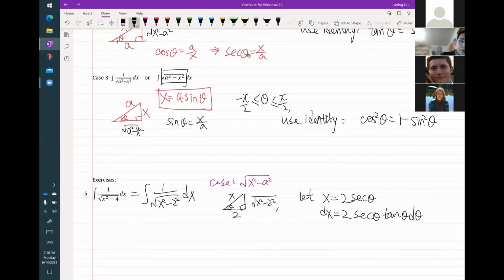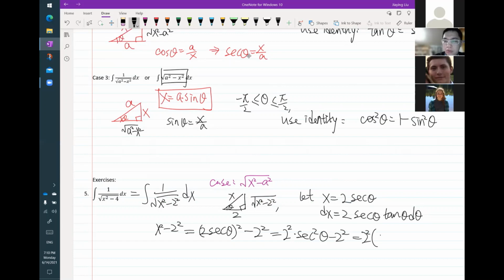And now we're going to substitute for the integrand. Before I do that, I'm going to work out x squared minus 2 squared on the side. That's equal to 2 secant theta squared minus 2 squared. So that's a 2 squared; you can write a 4 if you like, it doesn't have to be written as 2 squared. Secant squared theta minus 2 squared. Take out a 2 squared, then we have secant squared theta minus 1.